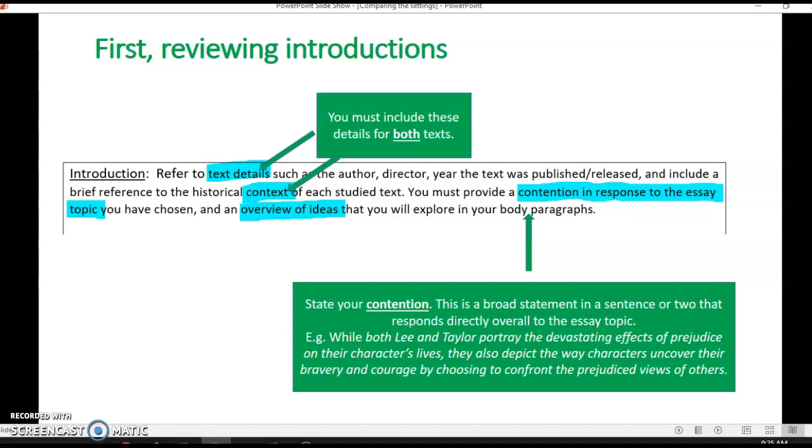happening, something like that. You must provide your contention in response to the essay topic and your overview of the ideas you'll explore. So state your contention. This is the broad statement in a sentence or two that responds directly to your essay topic. So for example, while both Lee and Taylor portray the devastating effects of prejudice on their characters' lives, they also depict the way the characters uncover their bravery and courage by choosing to confront the prejudiced views of others. Okay, so if you still need some more information about introductions, please let me know.